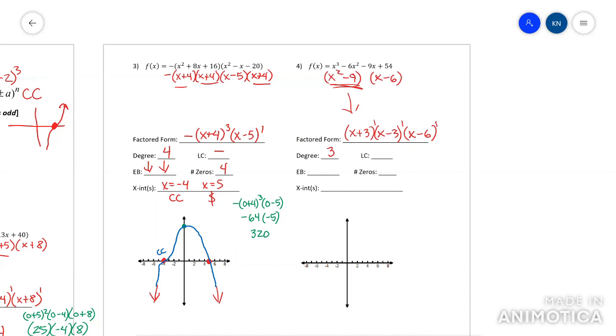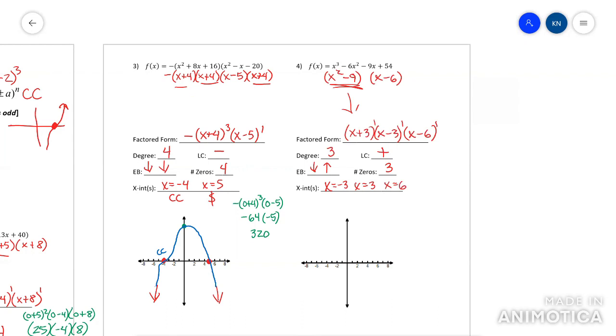My leading coefficient, there's no number here. So when there's no number, it's a 1. So that's a positive leading coefficient. So on a positive odd function, it's a down, up in behavior. Number of zeros make it match degree. For the x-intercepts, take these and set them equal to 0 and solve. You'll get x equals negative 3, x equals positive 3, and x equals positive 6.